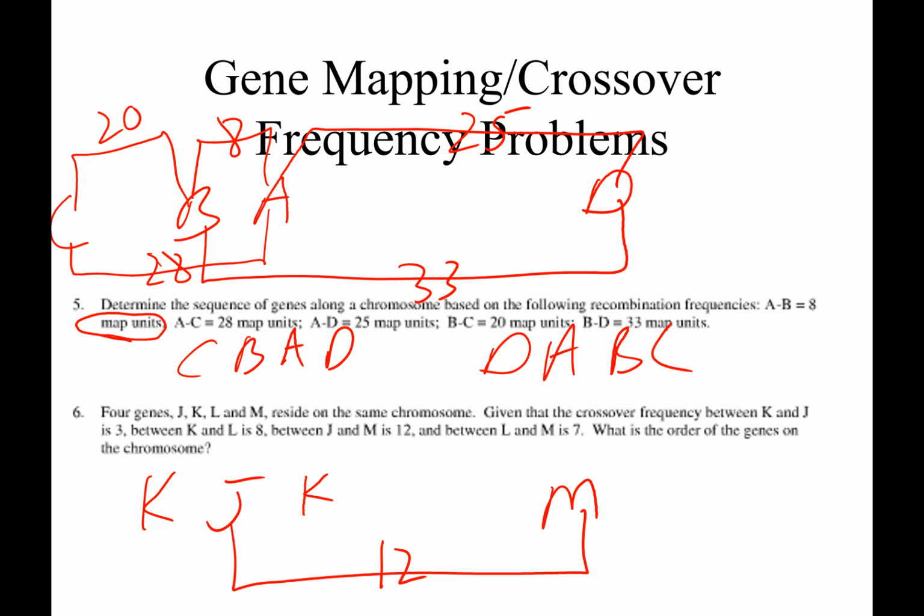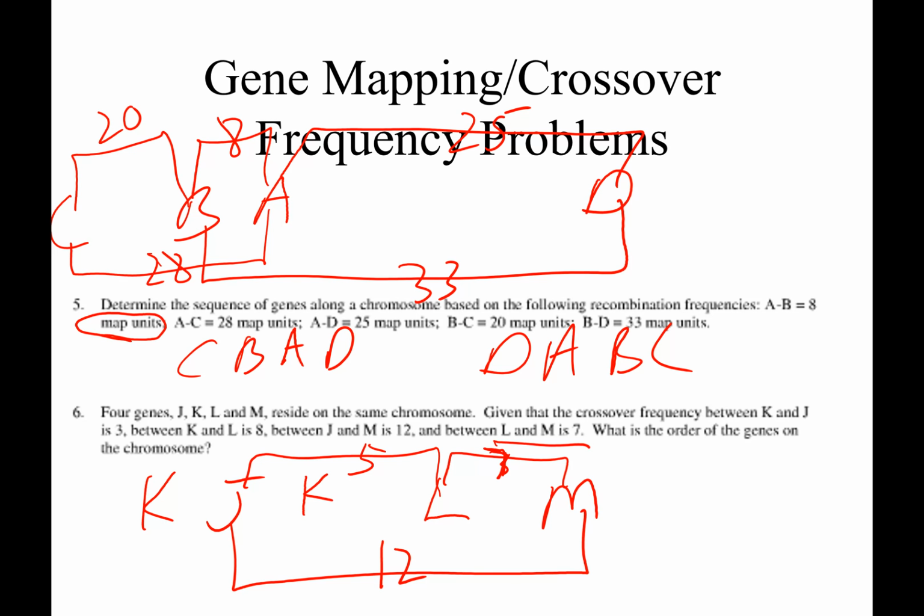So let's look at J. Actually, let's look at L. L and M cross over 7% of the time. L and K cross over 8%. So that's telling me that L has to be somewhere between J and K. So we're going to put L somewhere right here. L and M cross over 7% of the time. Well, that's telling me if J to M is 12, and L to M is 7, then L to J has to be 5.